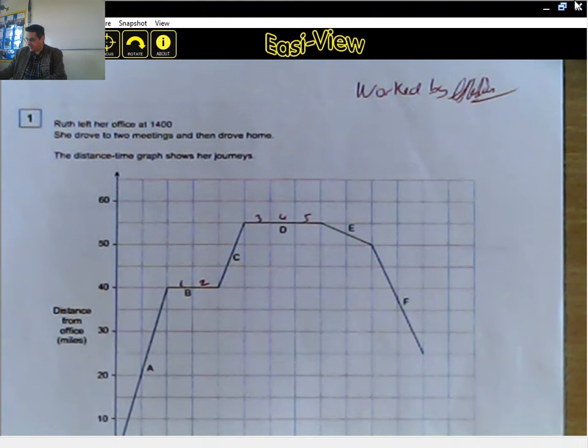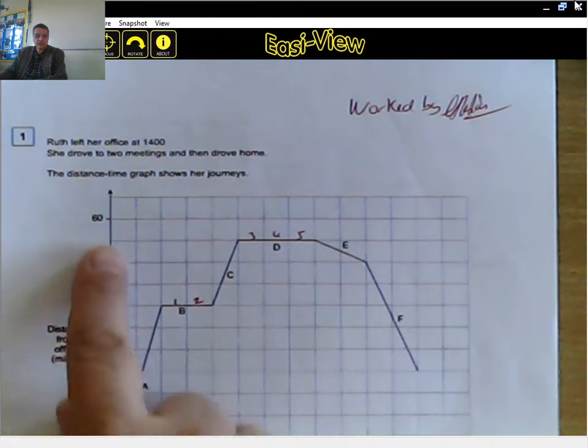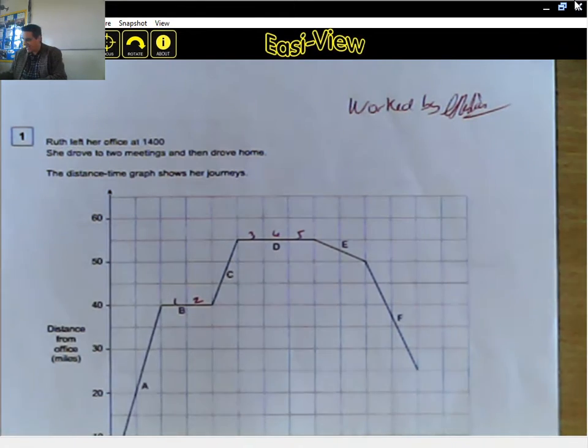So this is the first question. Have this in front of you, because I did ask you to download it, print it off, and actually work on the sheets. Failing that, we can now mark together. So, Ruth left her office at 2 in the afternoon. She drove to 2 meetings and then drove home. Okay, the distance time graph shows her journeys.